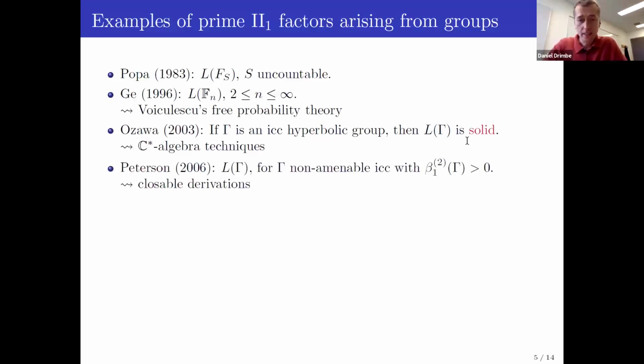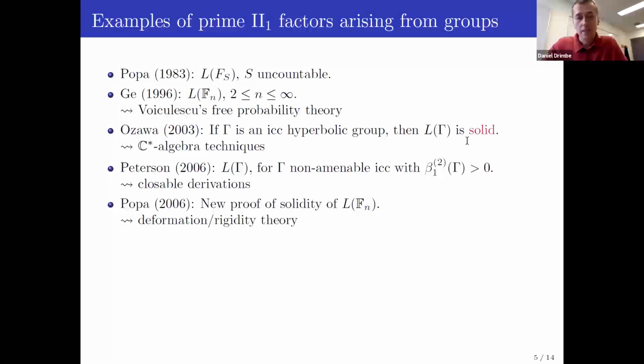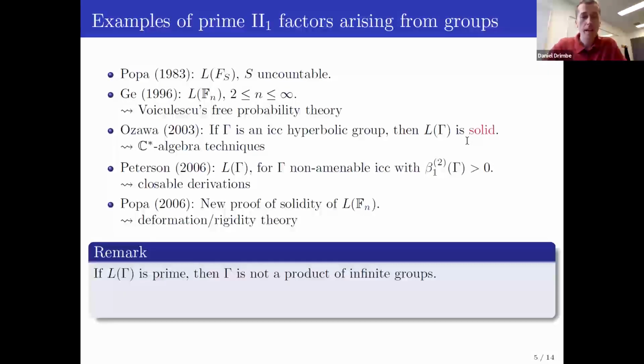A few years after this, Jesse Peterson showed that for groups that are non-amenable and whose first L² Betti number is positive, L(Γ) is prime. He did this by using the methods he developed on closable derivations. And shortly after, Popa also gave a new proof of solidity for the free group factors using his powerful deformation rigidity theory.